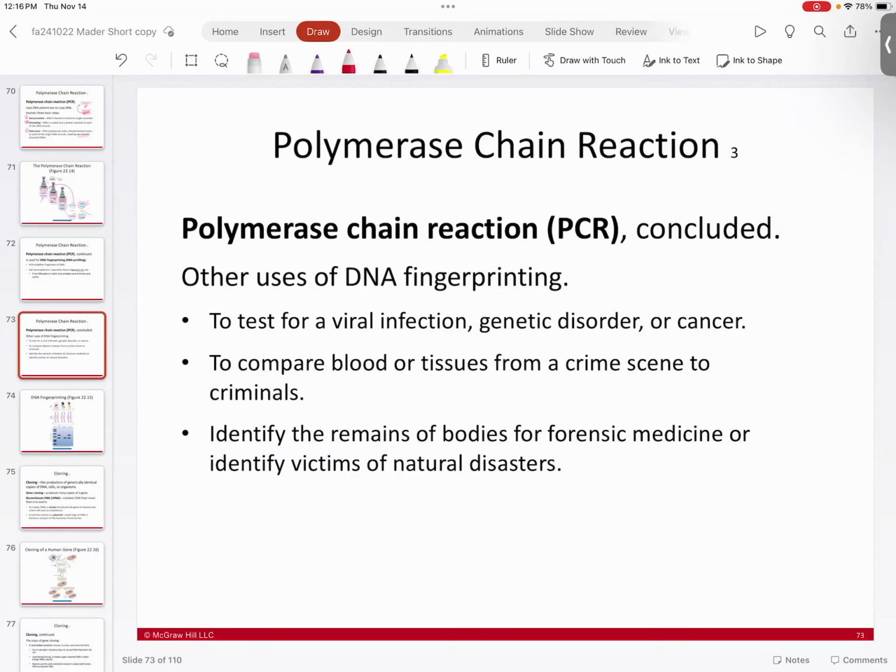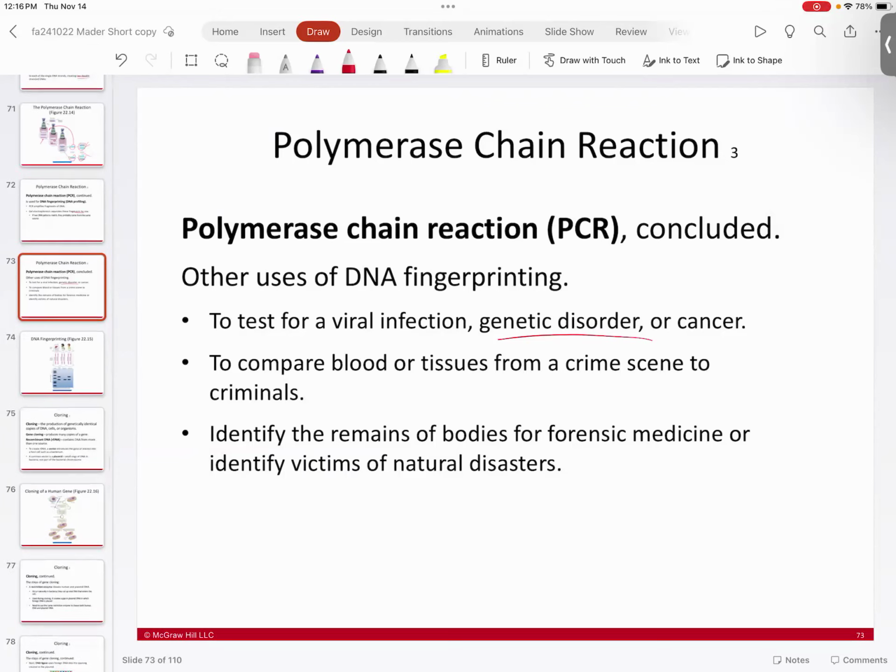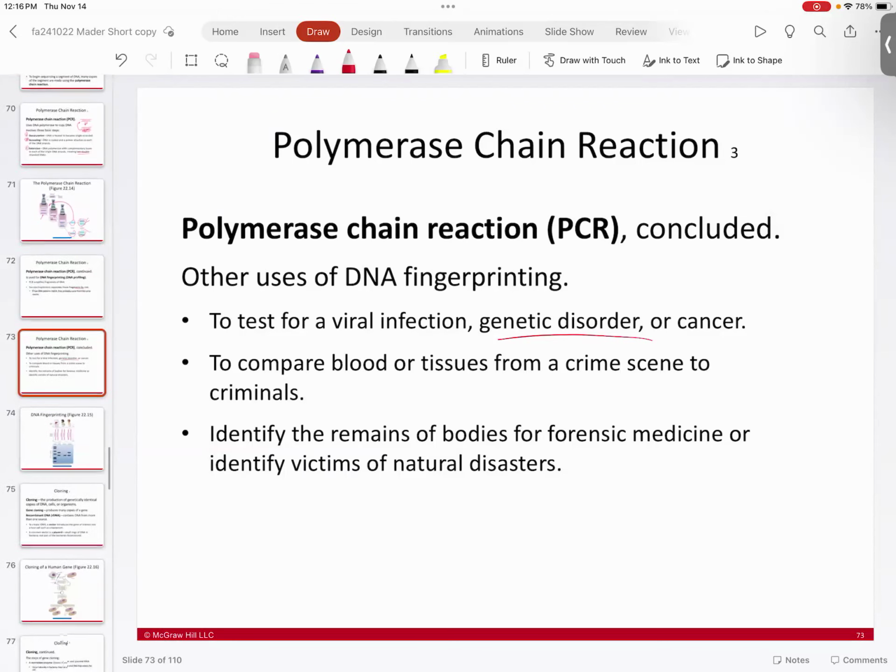This is one way we can use DNA fingerprinting, to test for viral infection. For a genetic disorder, we can pick up people who have genetic disorders or cancer perhaps, because there are very specific patterns that we look for in this particular process. We can compare this to blood samples if we do blood typing as well. And we can identify the remains of bodies, for instance, by using this. If we have a body that was burned beyond recognition, we can amplify some of that DNA and fingerprint it, and then determine who that person was.